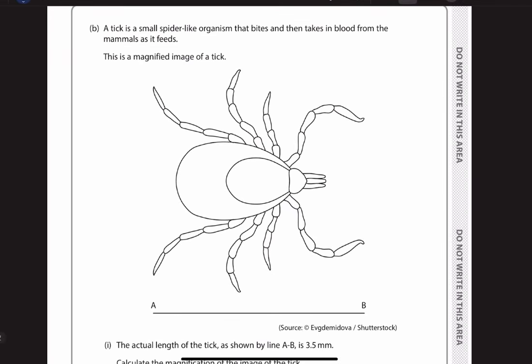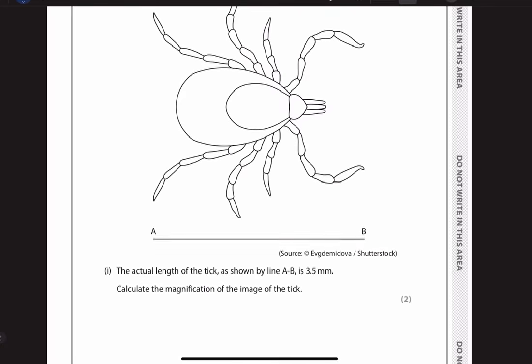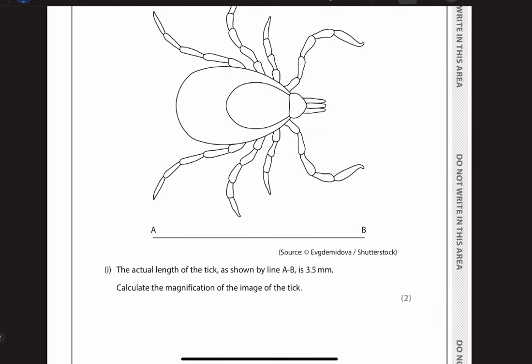A tick is a small spider-like organism that bites and then takes in blood from mammals as it feeds. This is a magnified image of the tick. The actual length of the tick by line AB is 3.5 millimeters. Calculate the magnification of the image of the tick. This is an easy question.